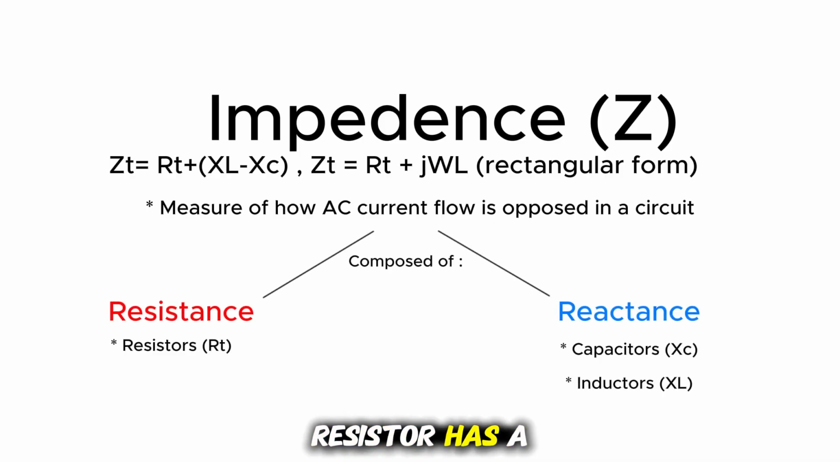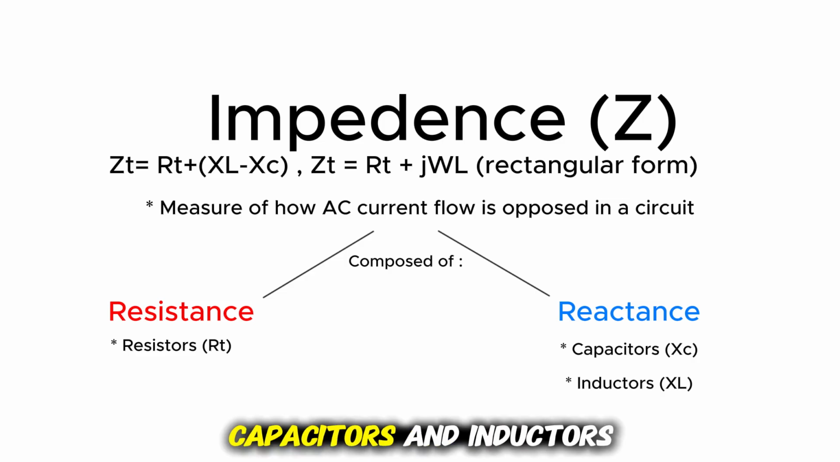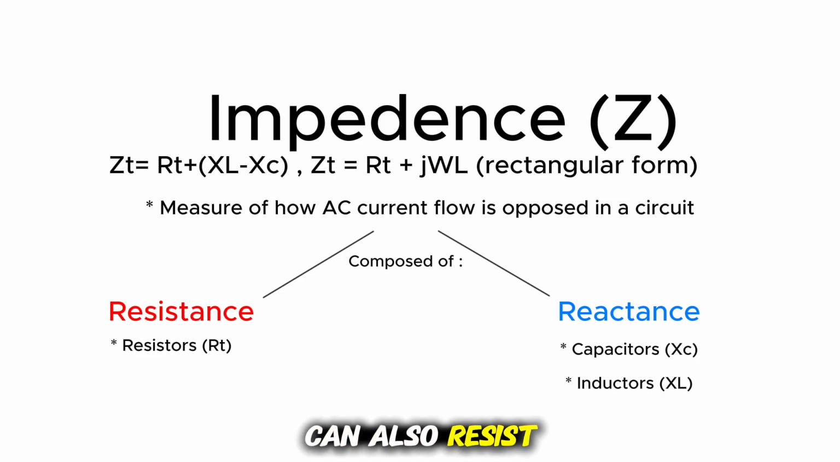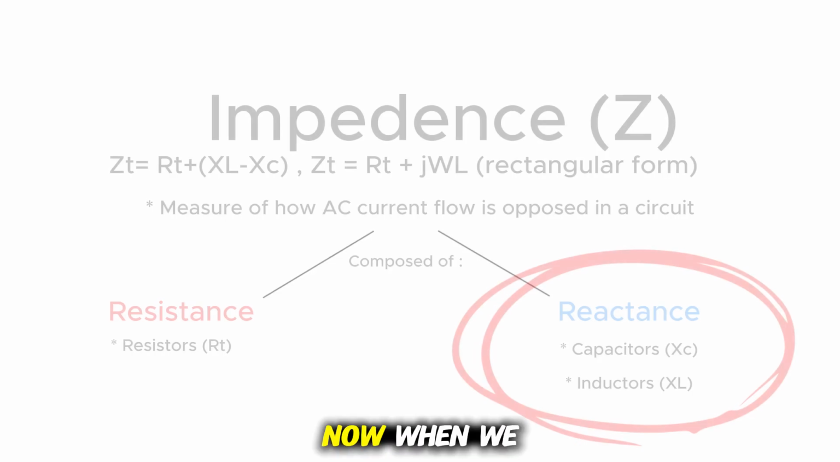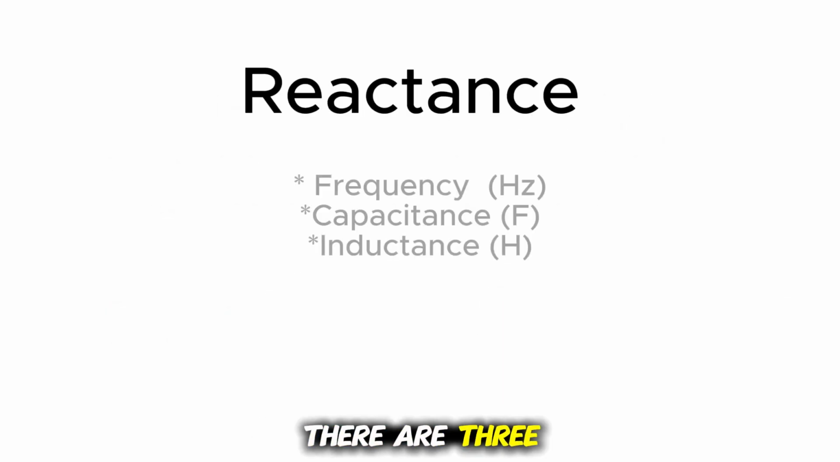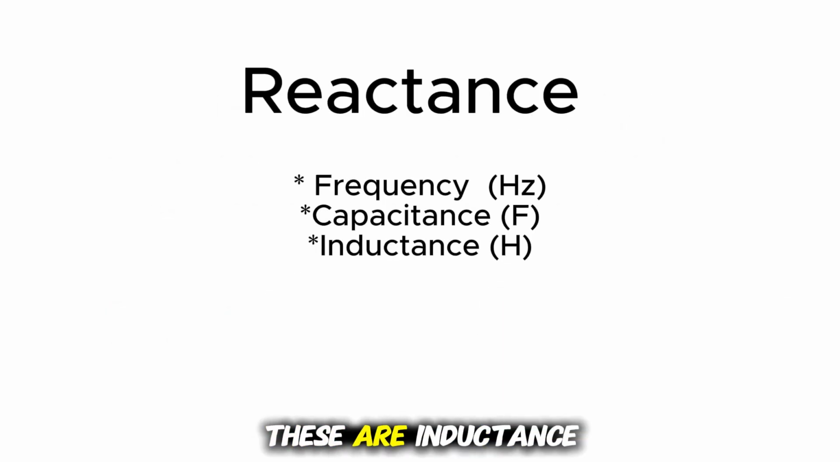Much like a resistor has a resistive property which resists current flow, in an AC circuit, capacitors and inductors can also resist the alternating current flow from the voltage source. This is what is described by the term reactance. Now when we calculate reactance, there are three factors that we need to consider. These are inductance, capacitance, and frequency.